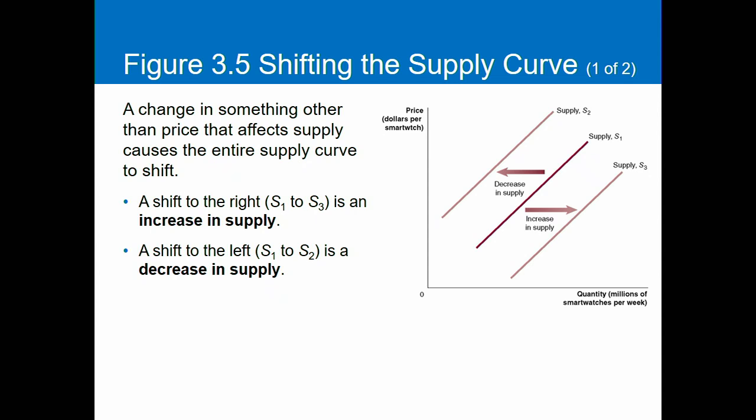So just like demand, there are non-price factors that can affect the supply curve and shift the entire thing. So a shift to the right is going to be an increase in supply. That's moving from curve S1 to S3. And a shift to the left, so from S1 to S2, that's going to be a decrease in supply. Yeah, this is the same basic idea as demand.